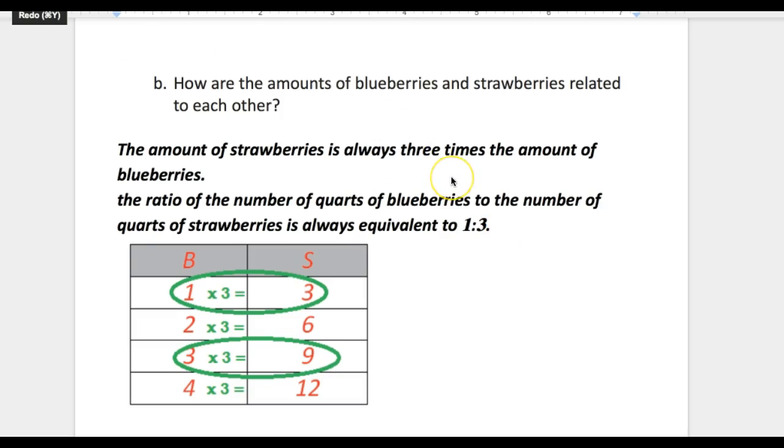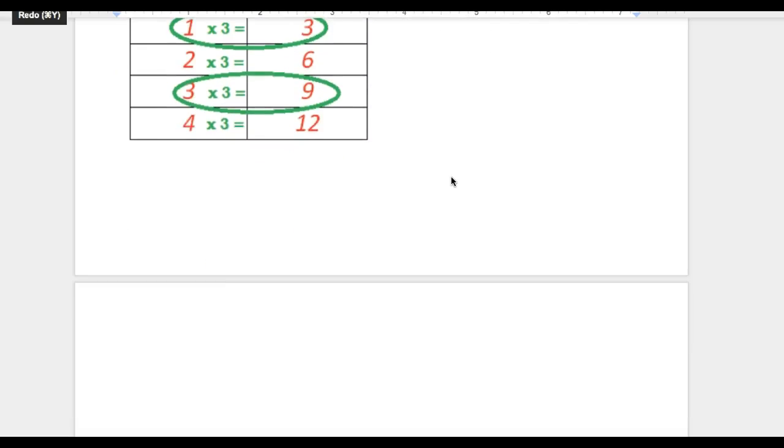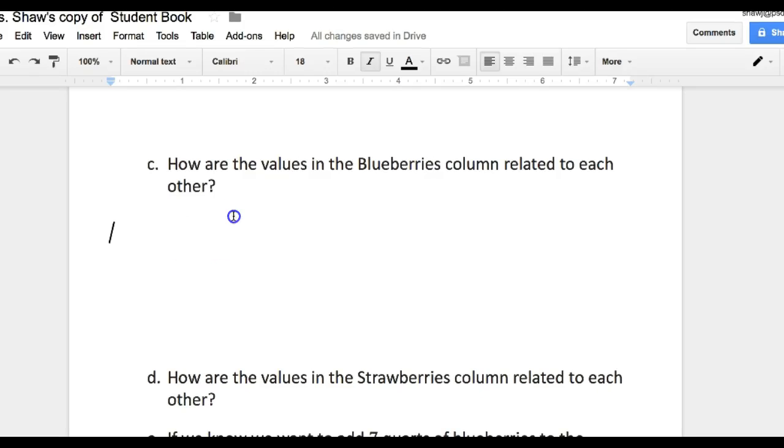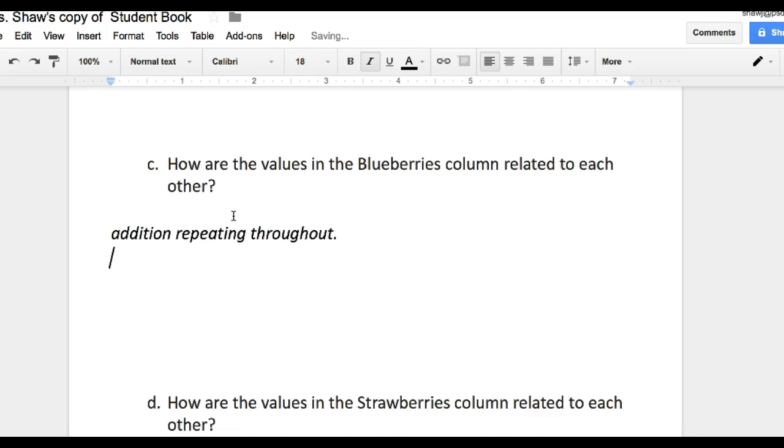All right, now let's look at C. C says, how are the values in the blueberry columns related to each other? So look at all 3 tables. Look at just the blueberry columns, and how can you say that they are related to each other? Well, when you look at the values of the blueberries, did you notice that there's addition repeating when you go from one to the other?